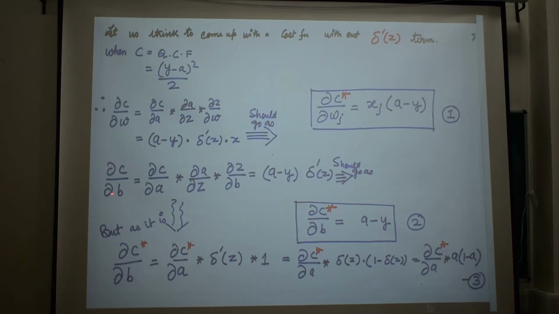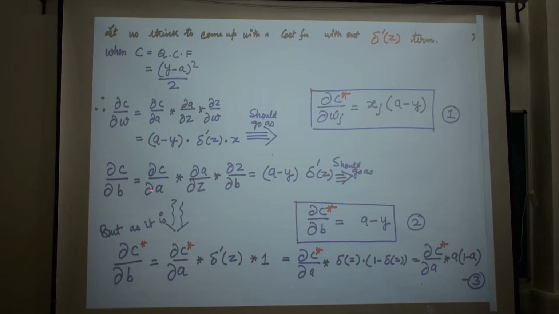Similarly, this is the del C by del B that I was getting, and this is a minus y something, a minus y delta dash z. And then I say that I do not want this. So my assumption is that del C by del B should have to be a minus y. This thing should not be there, or should be equal to 1. I do not want this thing over here. So you can use this, del C by del B, which is going to be equal to a minus y.